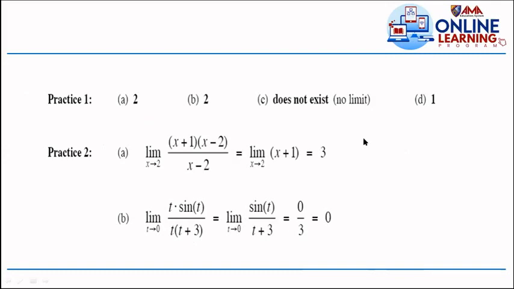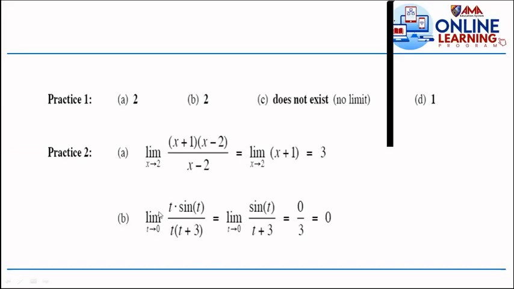So, for practice 1, ito yung mga sagot. 2, 2, does not exist, no limit, at saka 1. Okay? So, doon sa number 2 naman, limit x approaches 2, ito na yung common factor. x minus 2, x minus 2 will be cancelled. Natira, limit x plus 1 as x approaches 2, 2 plus 1, the answer is 3 for letter A.